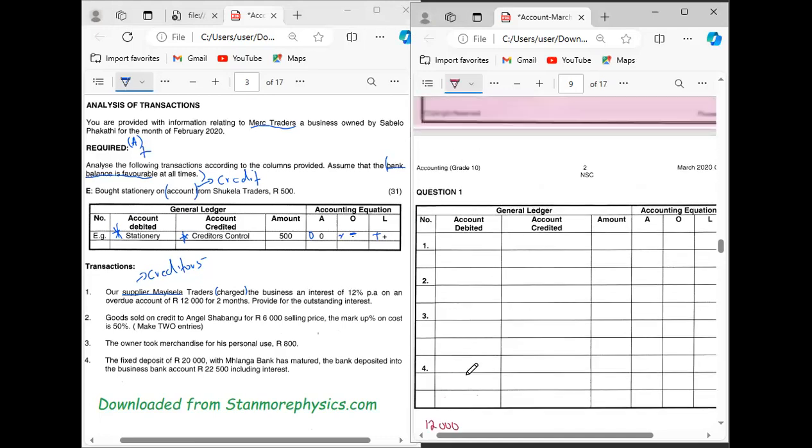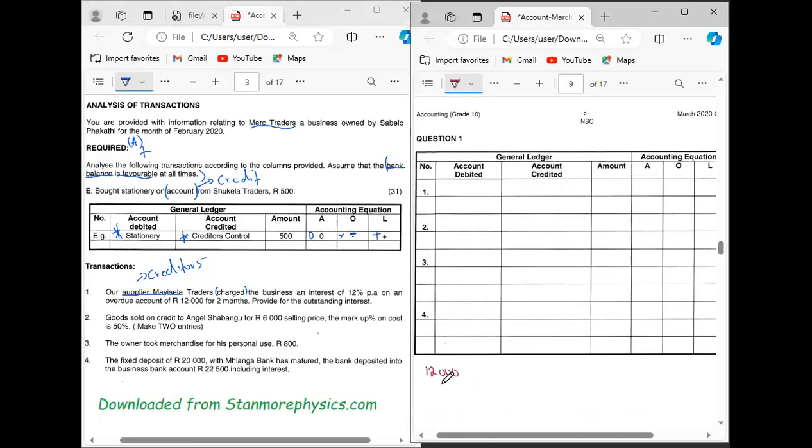12,000 is the amount that we owe, multiplied by 12 over 100, which is the rate of the interest per annum. Per annum means it's for a 12 month period. But it was charged for how many months? For only 2 months. Then we are going to multiply by 2 months over how many months? Over 12 months.